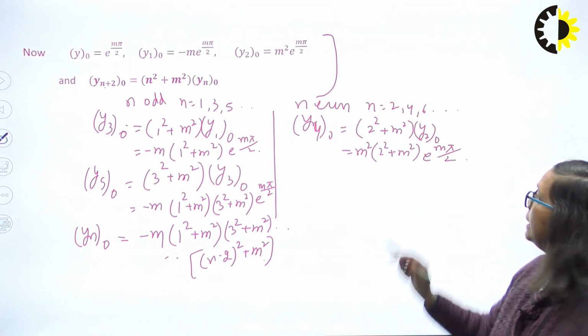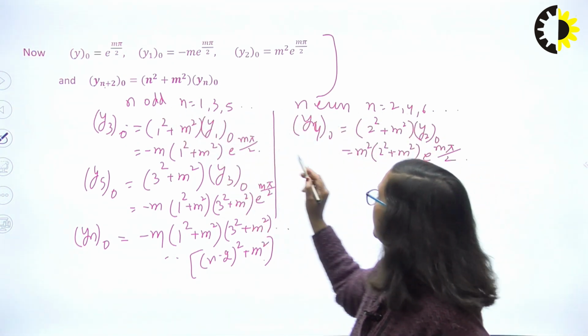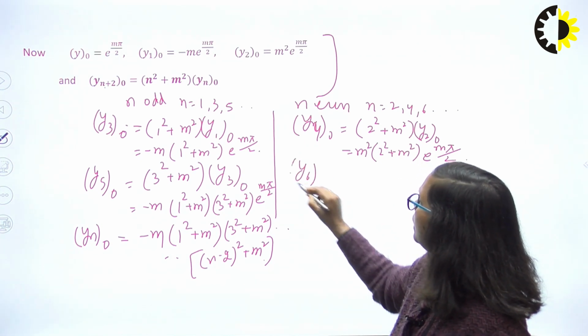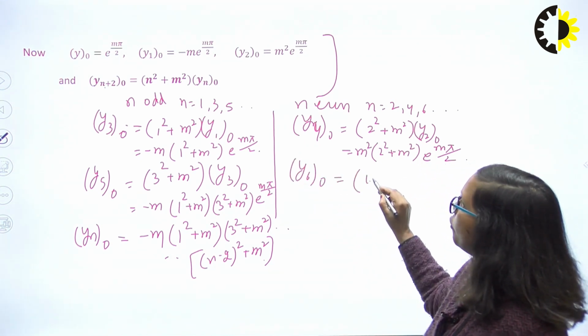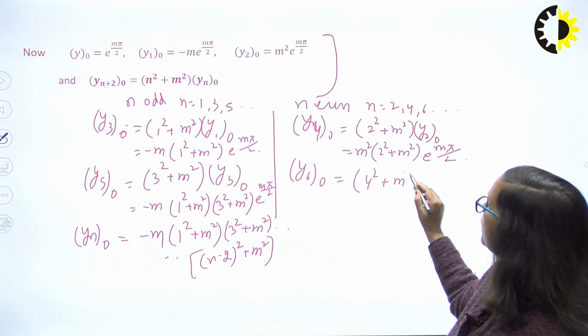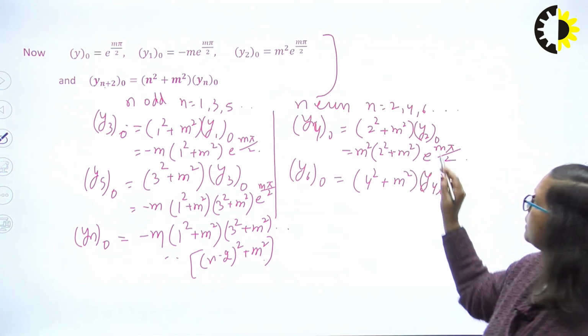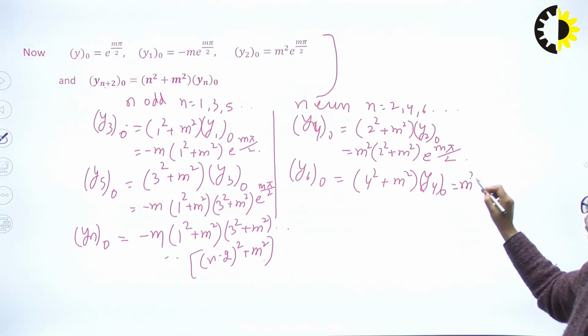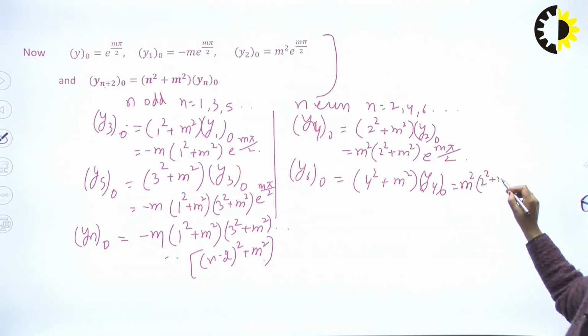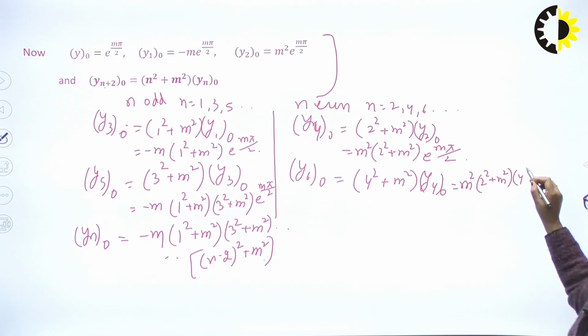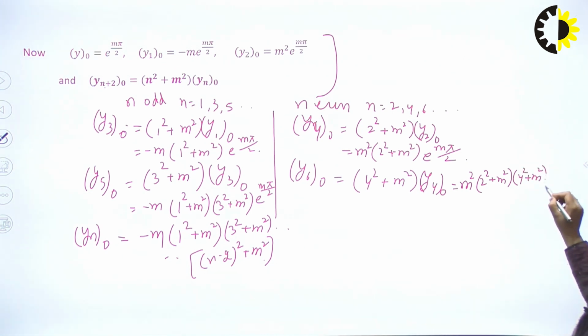Similarly, I put n equal to 4, so I get the value y6 0, and this is 4 square plus m square into y4 0. Putting this value of y4 0, this is m square into 2 square plus m square into 4 square plus m square into e to the power m pi by 2. This is the value. Clear?